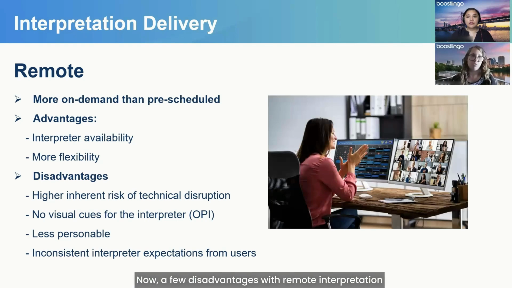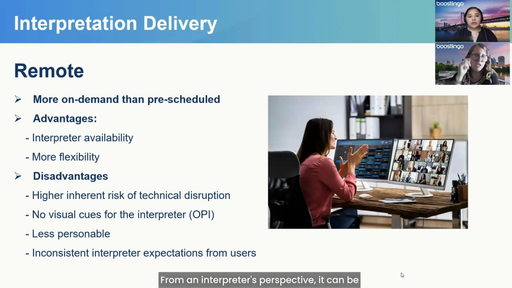Now, a few disadvantages with remote interpretation is that naturally there's a higher inherent risk of technical disruption, meaning whenever you're using technology, things can fail, right? Audio can fail, video can fail, things like that. From an interpreter's perspective, it can be difficult, specifically with telephonic interpretation or OPI, because the interpreter has no visual cues. As an interpreter, we cannot see who's in the room, we can't see what's happening around us, so we're kind of flying blind, so to speak, and so that can be a disadvantage with OPI. For the same reason, it's also less personable. The interpreter can't see you, and so you kind of lose a little bit of that human-to-human feel.